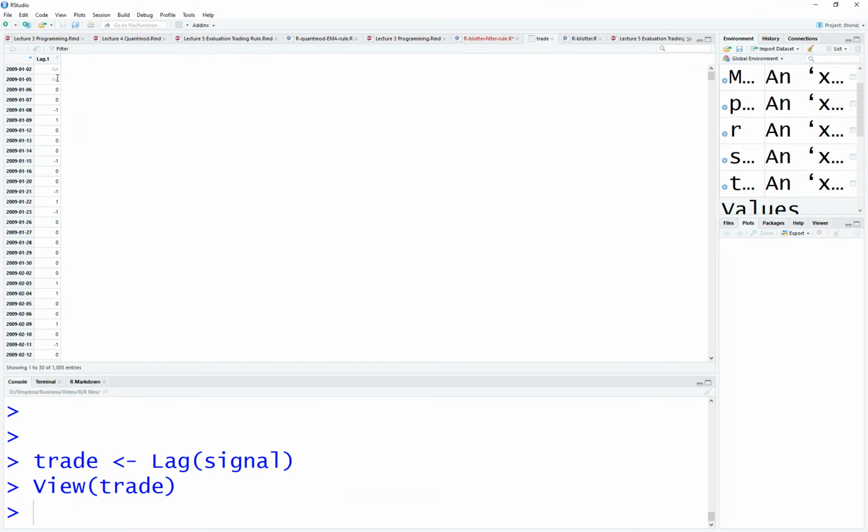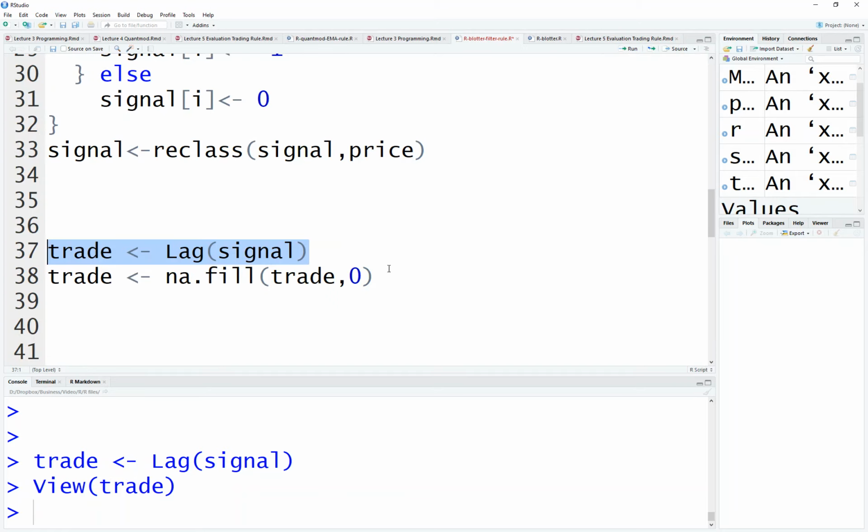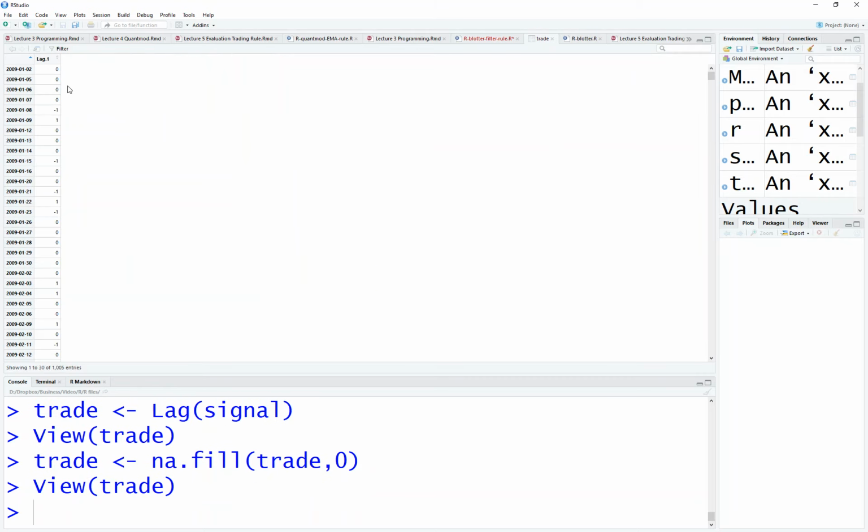There are 2 NAs here because the first day is not available, and the second day you trade based on only the second day you have the data, right? So that's why you don't trade here, don't trade the next day. But with this NA you don't want any trade here, so that's why you want NA fill. So you run this, and then look at the trade again. You have 0, 0. The first 2 entries are now 0. So that's what NA fill is doing.